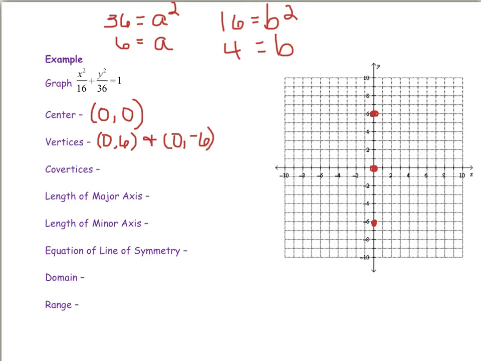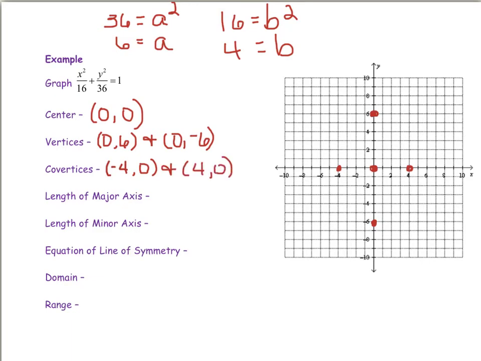Now we are going to find our covertices, which are the vertices for the minor axis. We will use our b value, which is the distance from the center to the edge of the minor axis. So since our b value is 4, we'll start at the center and go left 4 units, and then we will go back to the center and go right 4 units. So our covertices are (-4, 0), that's the first one, or the left one, and (4, 0), that's the right one.